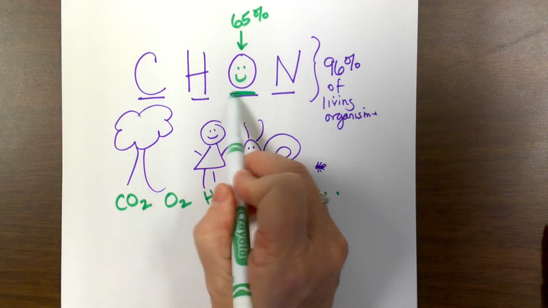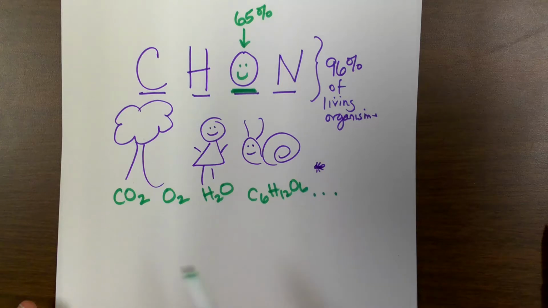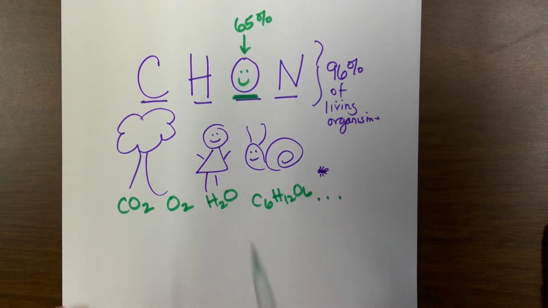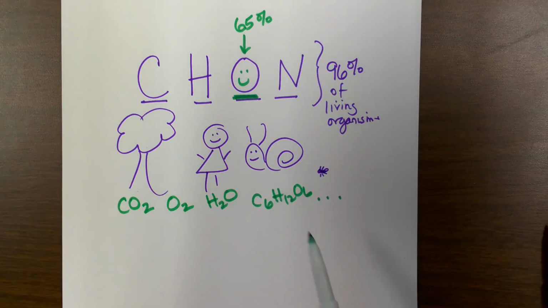When I say your body's composed of 65% oxygen, I mean that most of it is going to be bound in some sort of molecule. So these are just little bricks, but in order to build a house, you got to put all the bricks together.